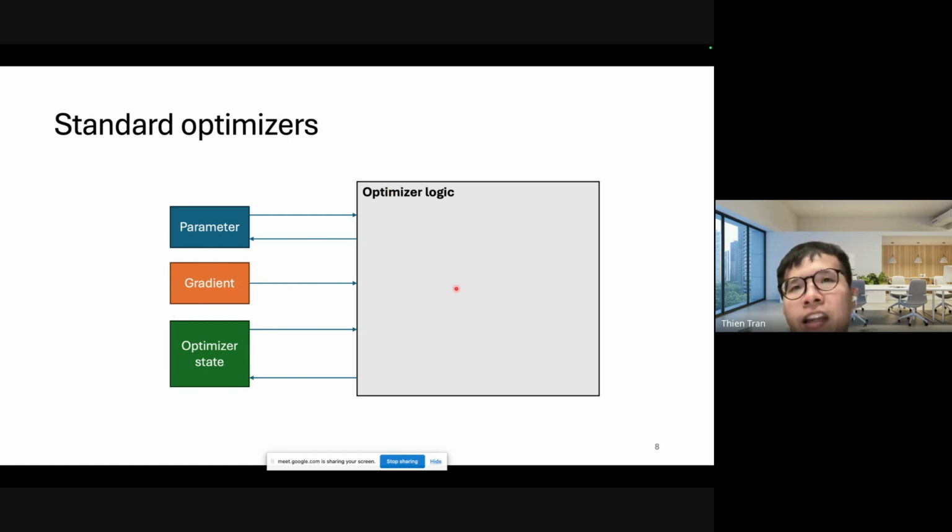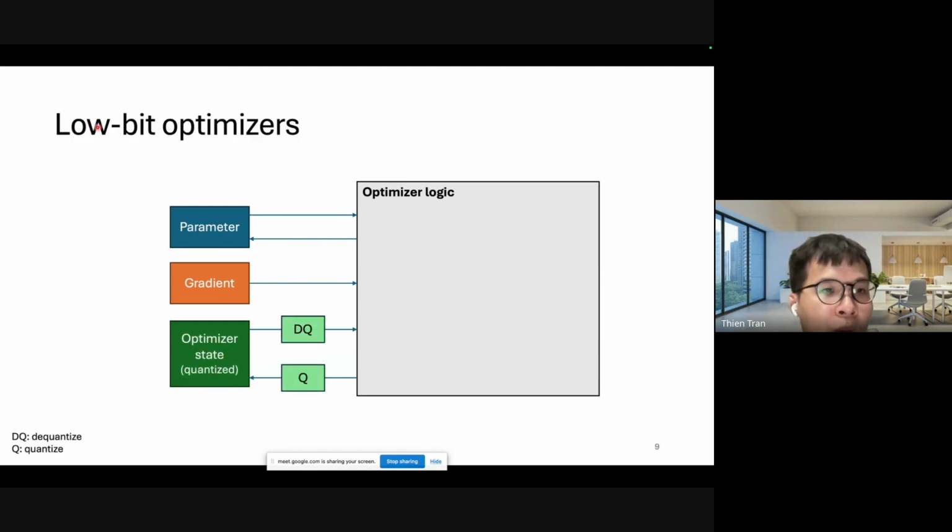It just takes the gradient in and does some calculations. And this calculation will depend on whether you have SGD or something else. So the only difference when we are working with low bit optimizers is that we are inserting the quantize operation on the optimizer state. Before doing any optimizer logic, we dequantize the optimizer state, and once the optimizer logic is finished, we quantize it back.